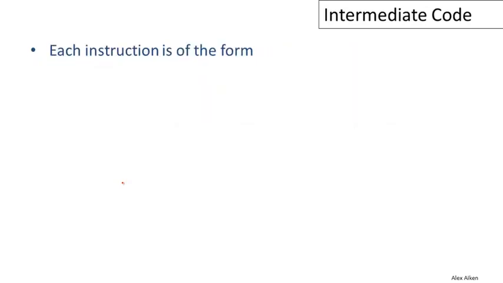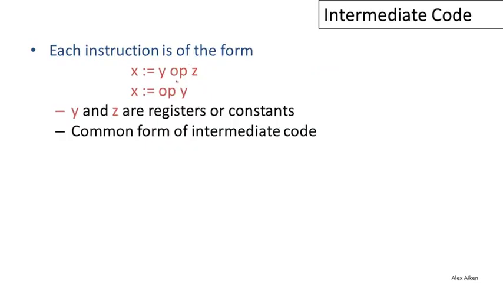In the intermediate code that we'll be looking at, every instruction will have one of two forms. It will either be a binary operation, or it will be a unary operation. And always, the arguments on the right-hand side, in this case the y and the z, will be either registers or constants. They could also be immediate values. And this is a very, very common form of intermediate code. It's widely used, and it's so widely used it actually has a name. It's called 3-address code, because every instruction has at most 3 addresses in it, at most 2 arguments, and then a destination.